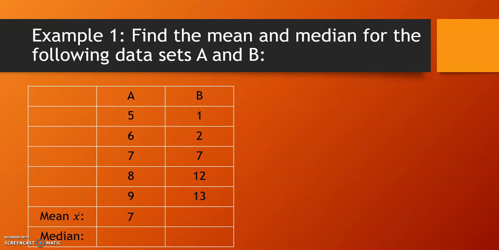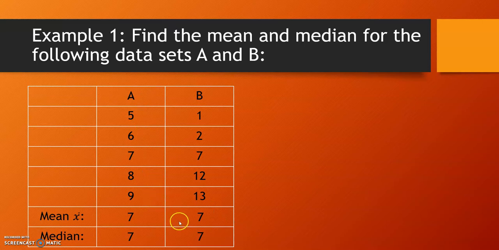7. And our data set B is 1, 2, 7, 12, 13. Take a minute to find the mean. Pause the video. And our mean is 7. Set A, our median is 7. And our median for set B is 7.